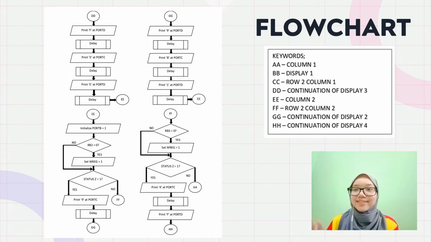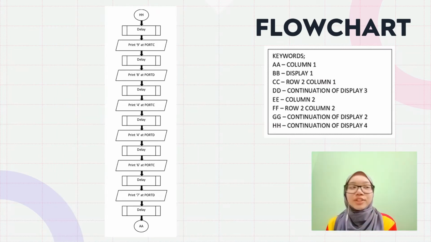So let's continue. From the previous program, we continue with the delay and then print 9 at port C and have a delay, and print 8 at port D and have a delay, print 4 at port C and have a delay routine, and print 4 at port D, have a delay routine, print 6 at port C, have a delay, print 7 at port D and have a delay, and then we return to column 1.